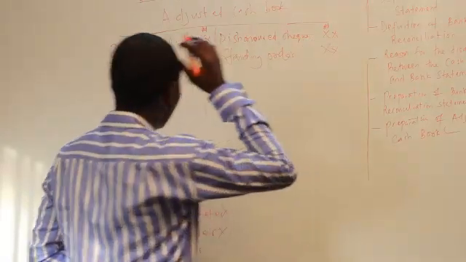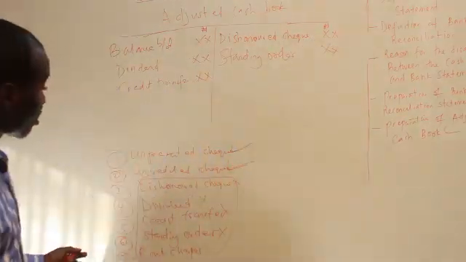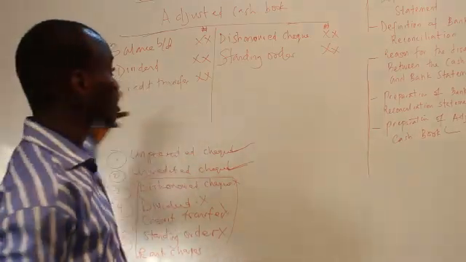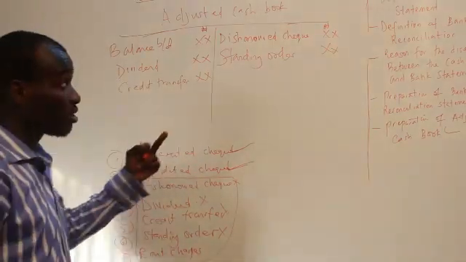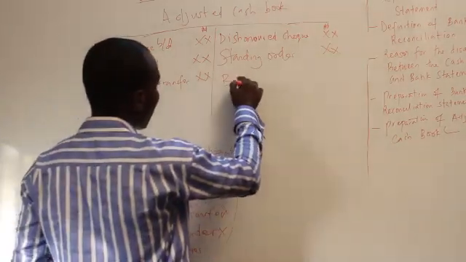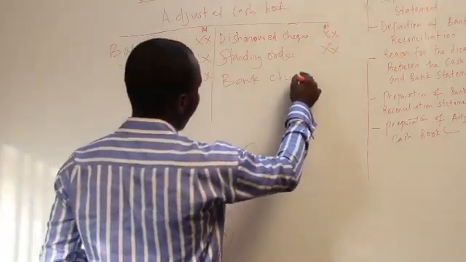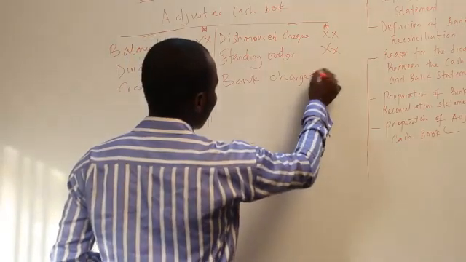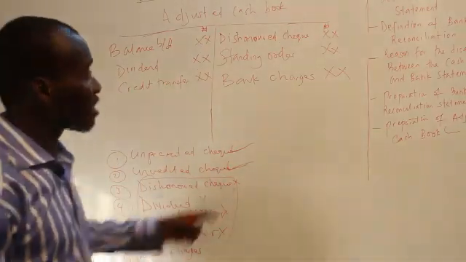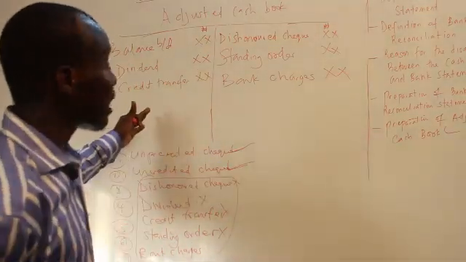So this means all additions to the cash book, that is the dividend and credit transfer, will be debited to the cash book, while the rest serve as deductions to the cash book and will be credited. So we are going to have bank charges here.